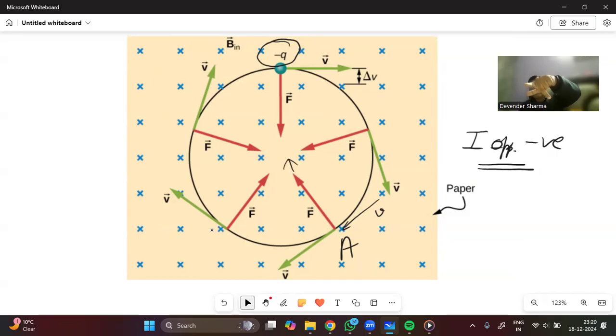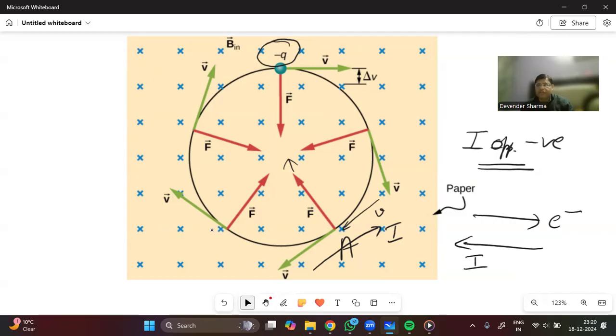So why is it so? Because what we have taken for I is in the wrong direction. I will be opposite to this one. This will be considered as I. I'll explain again. If the electrons are moving in this direction, then the current will be moving in the opposite direction. So you will see the change. It is in the opposite direction now, and now the force is moving inward. So this is taking it towards this point.